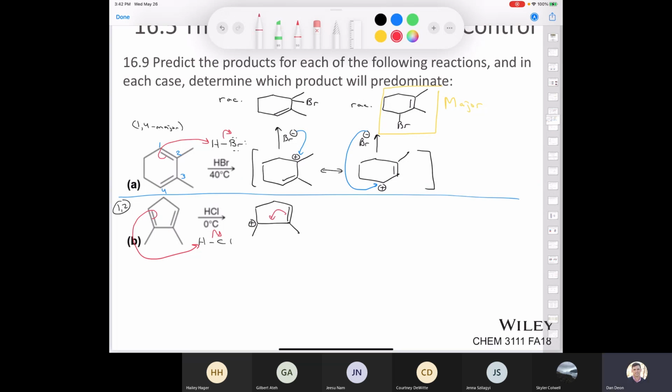Then we're going to draw the other resonance contributor. And let's draw that. It looks like this. And there's our carbocation, like that. Then we draw the chloride. I'm going to remove this arrow just because I don't like having more than one curved arrow on something. We have this nucleophilic attack, and this nucleophilic attack like this. So we end up with this compound.